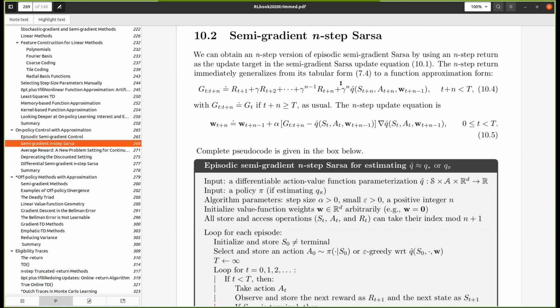And again, we add the discounted estimate of the action value of the final state at t plus n. Okay, and then we will use this expected returns and n-step returns in our formula 10.1. Once we substitute it, we get this formulation here.